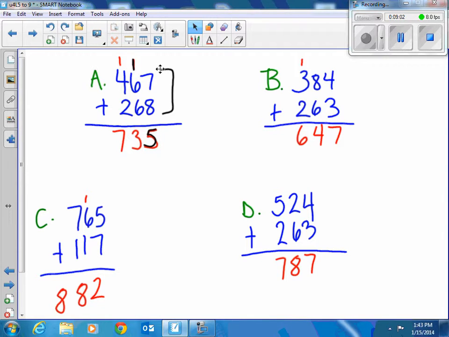Next question. What do you do when the total of the tens is greater than 9? Pause the video, restart it after you've discussed with your partner or thought about it to yourself.